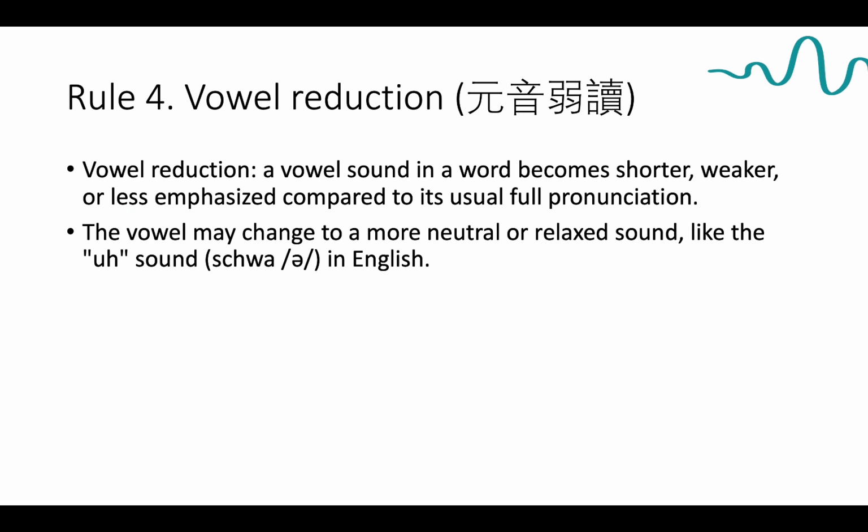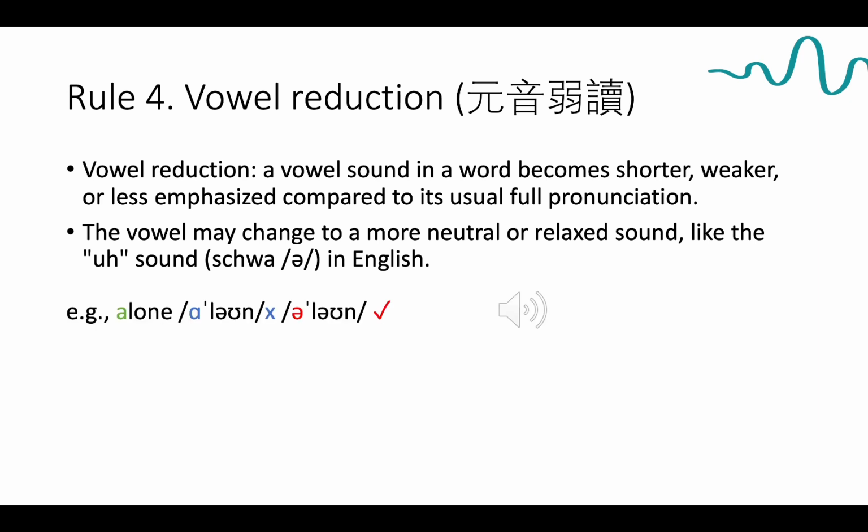After deciding on the word stress placement, we introduce vowel reduction here because it is closely related to word stress and greatly affects a speaker's perceived nativeness. Vowel reduction refers to the phenomenon that a vowel sound in a word becomes shorter, weaker, or less emphasized compared to its usual full pronunciation. The full vowel may change to a more neutral or relaxed sound, like the sound represented by the schwa symbol in English IPA.